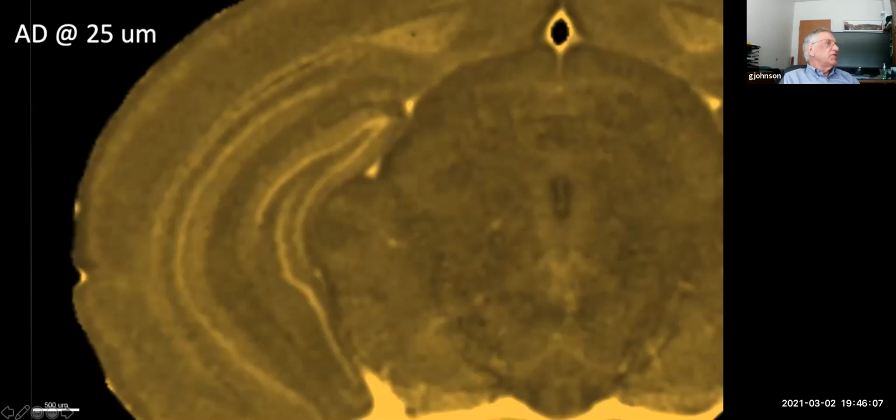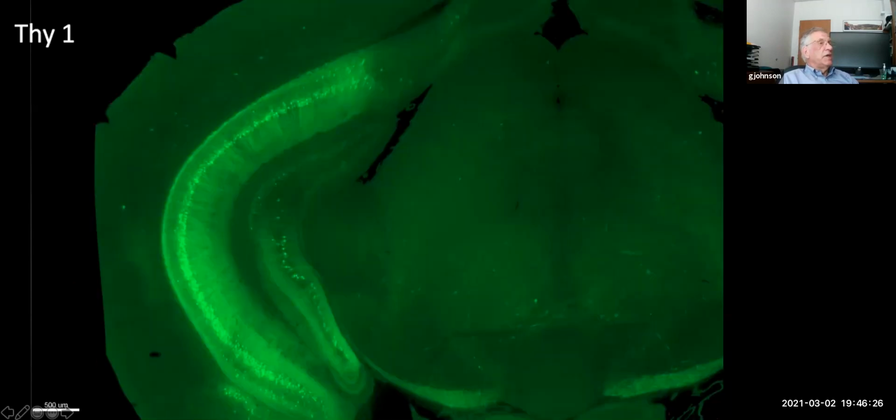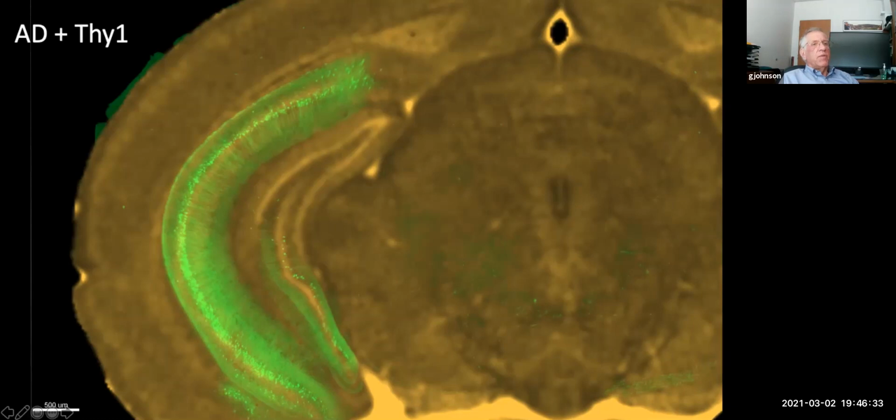Axial diffusivity is telling us differences in diffusion along the primary axis of diffusion. And in the hippocampus, we see some elegant and simple layers, some elegant differentiation of contrast based upon this contrast mechanism, the axial diffusivity. And here is the Phi1 expression, and here they are merged together.